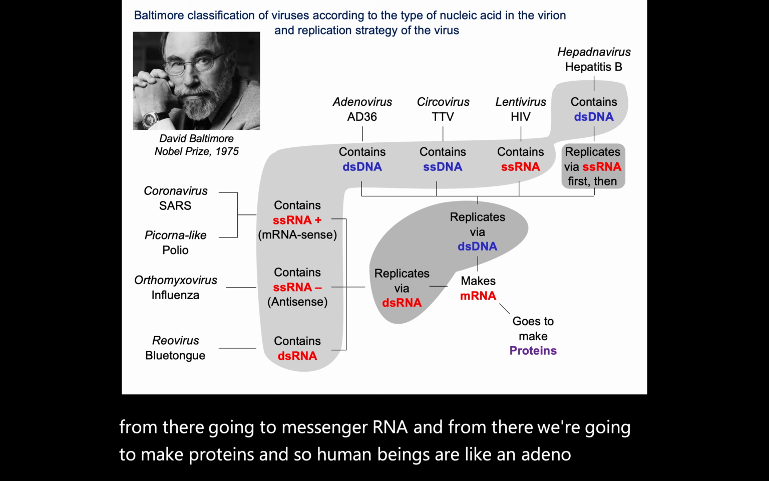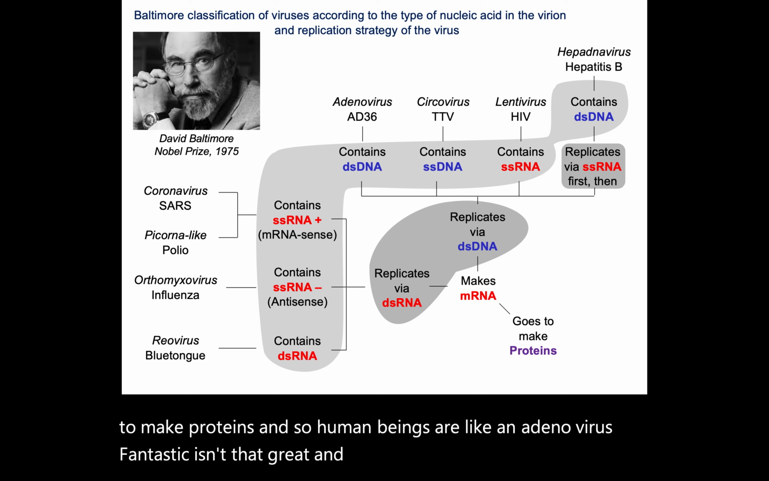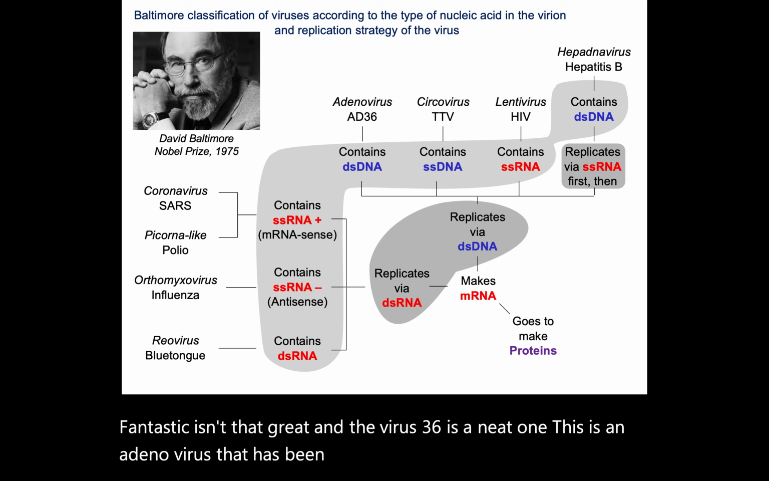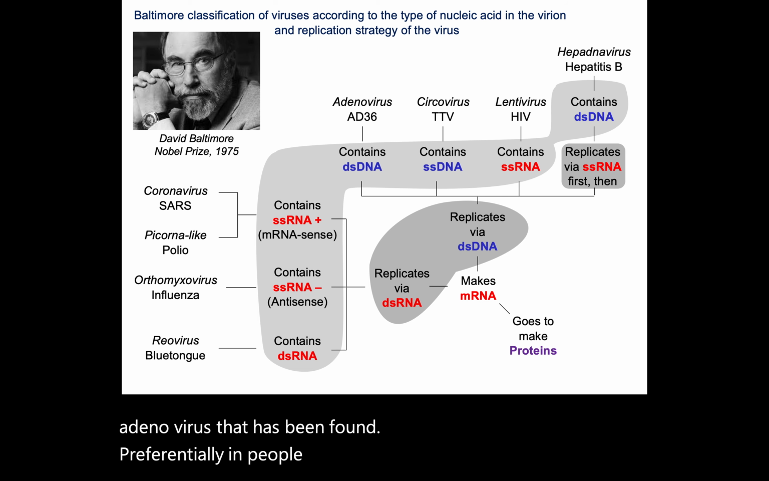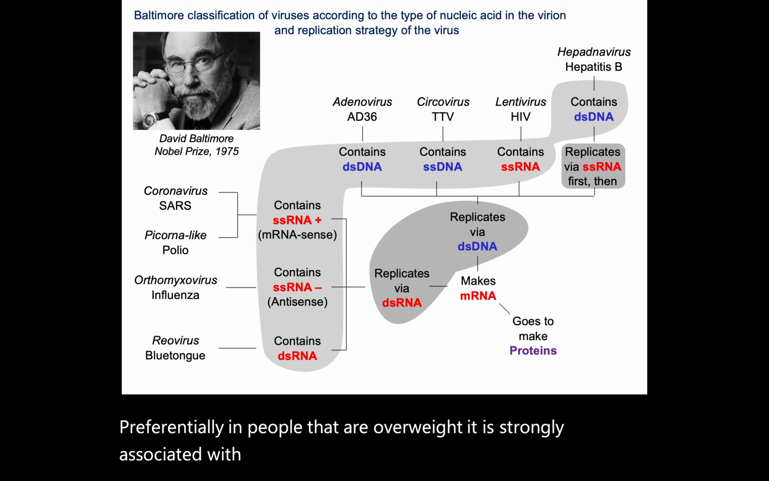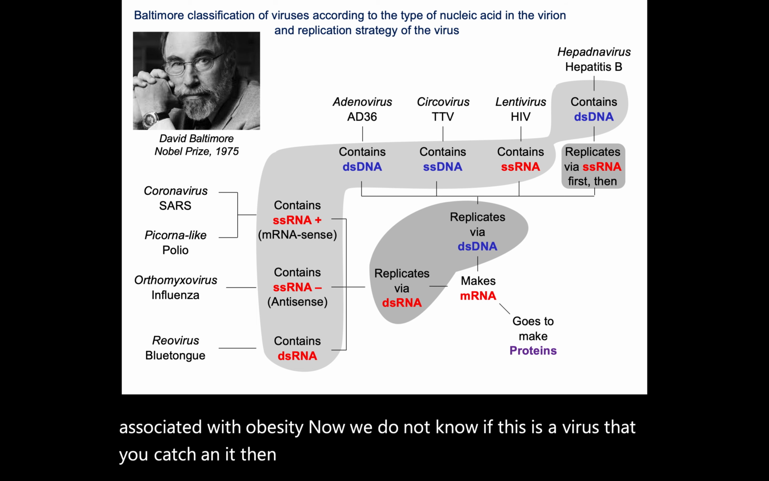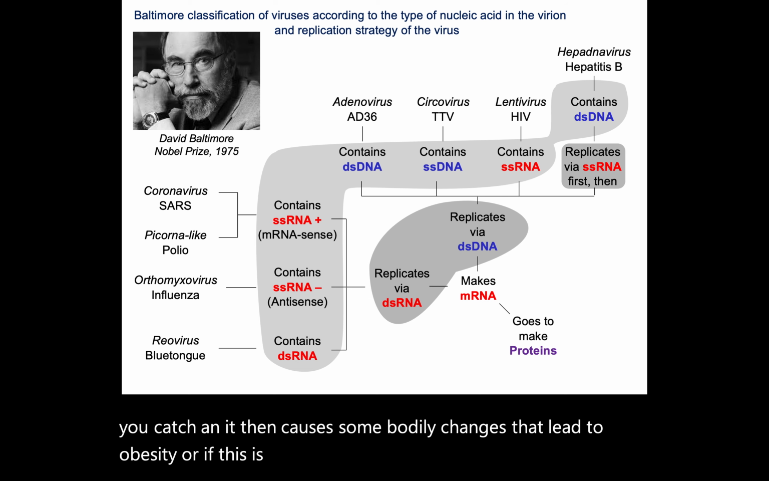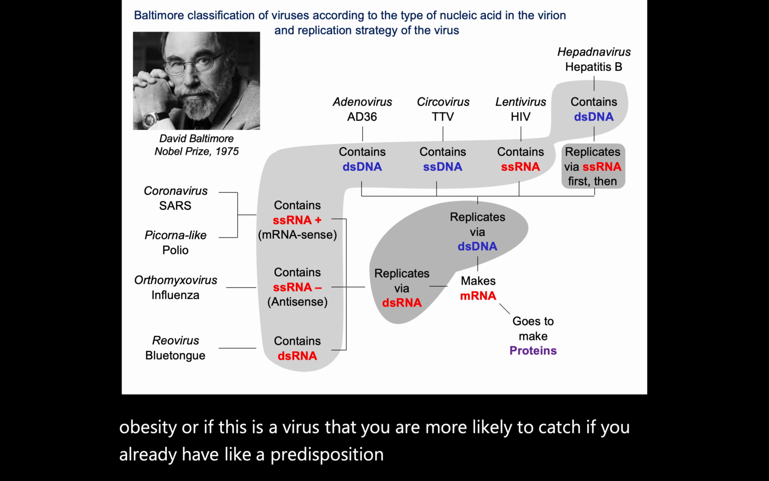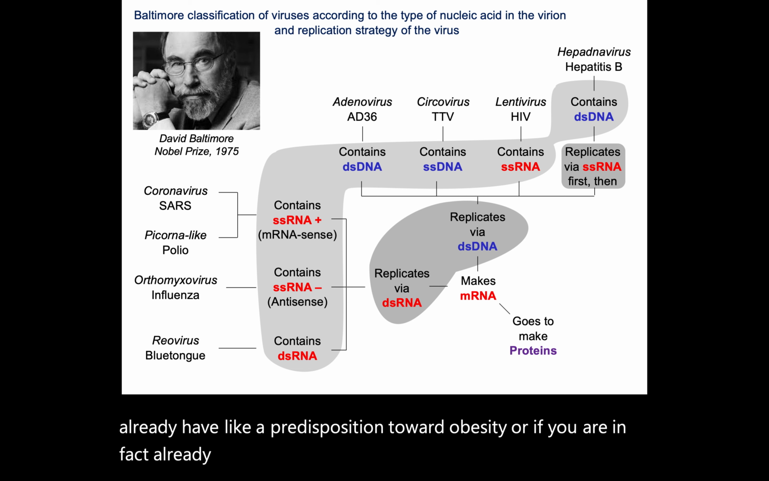Fantastic. Isn't that great? Adenovirus 36 is a neat one. This is an adenovirus that has been found preferentially in people that are overweight. It is strongly associated with obesity. Now, we do not know if this is a virus that you catch and it then causes some bodily changes that lead to obesity, or if this is a virus that you are more likely to catch if you already have a predisposition toward obesity, or if you are in fact already obese. Nobody has done that trial yet, at least as far as I'm aware.